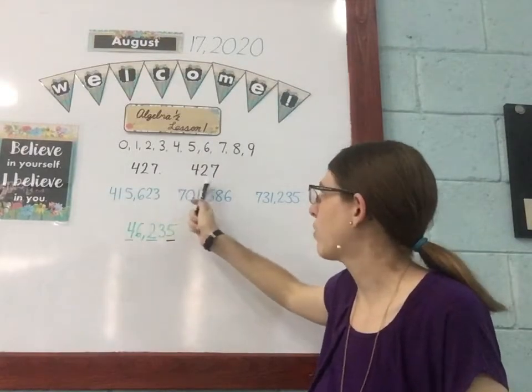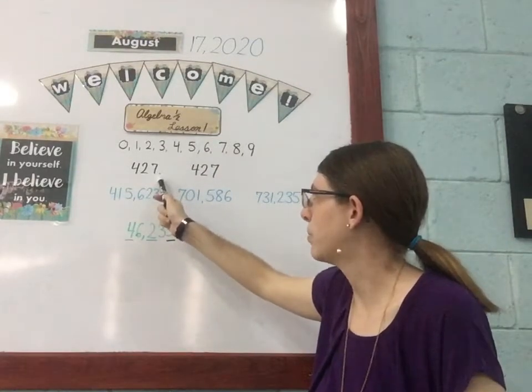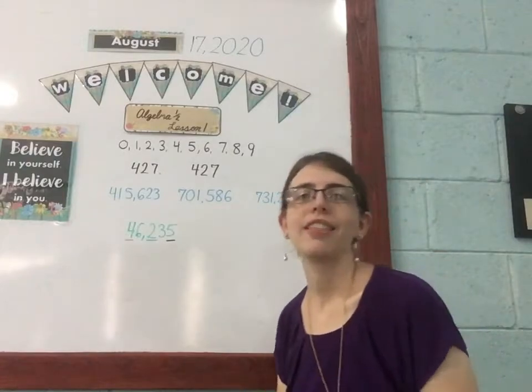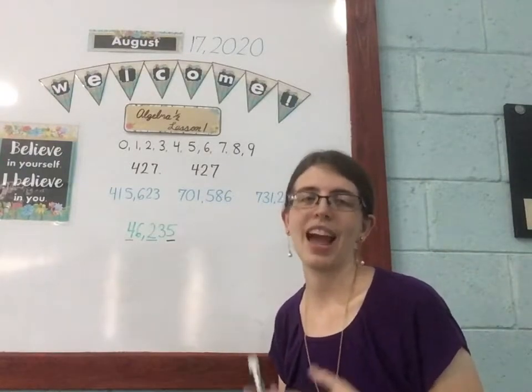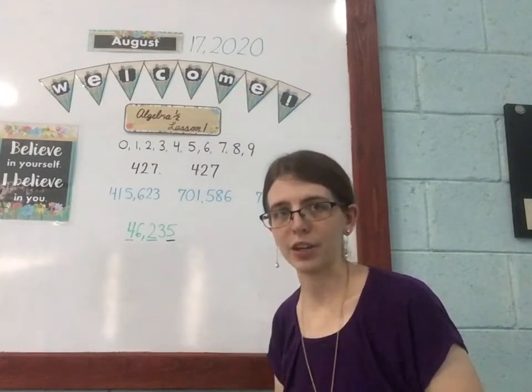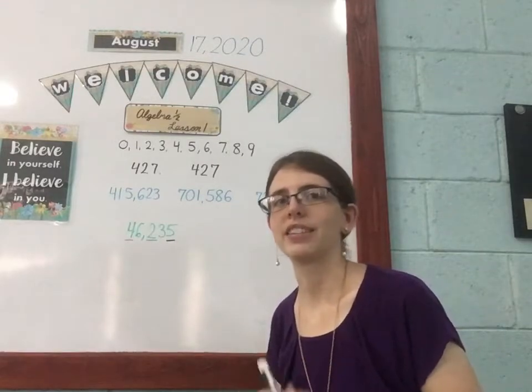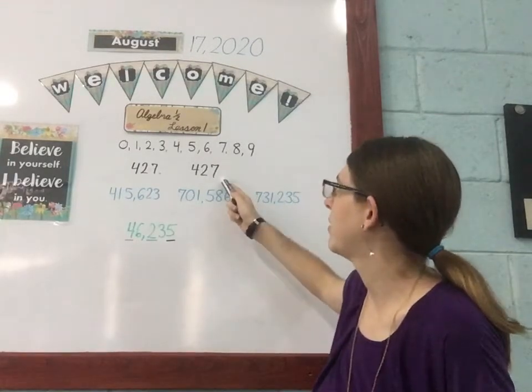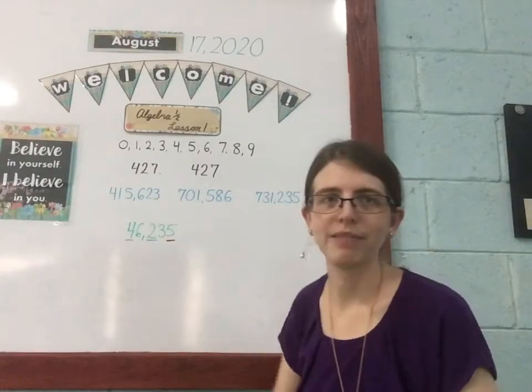Now notice I've written 427 twice. Once with a punto, once without. These are the same exact number. They have the same exact value. So every number has a decimal point. It's just that in some it's invisible, and sometimes we write it.